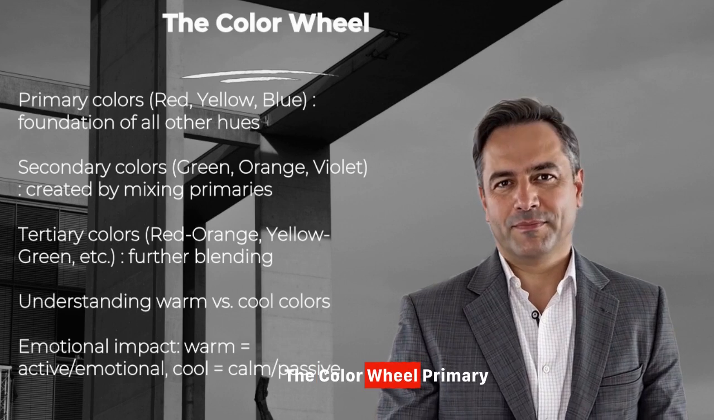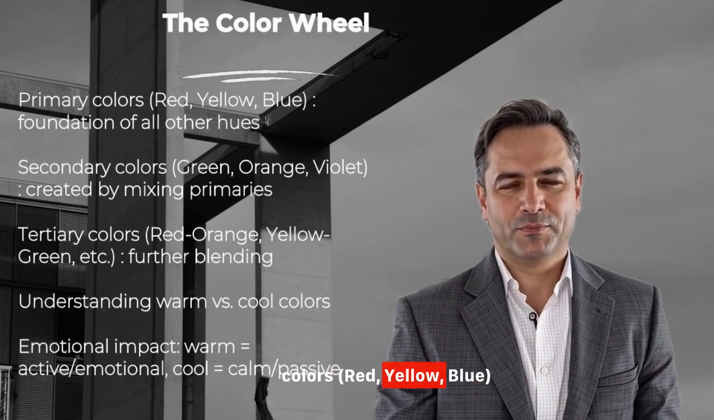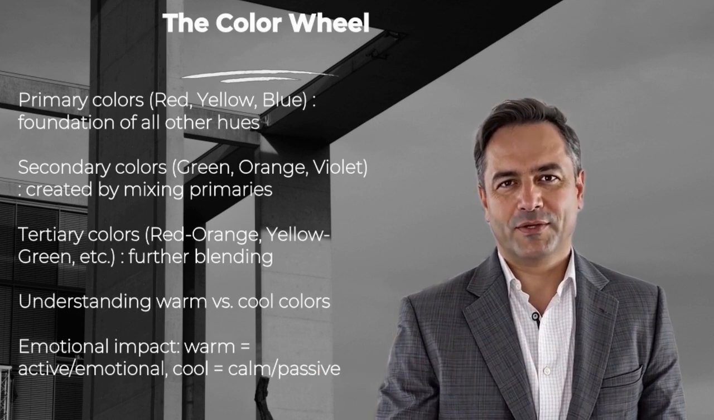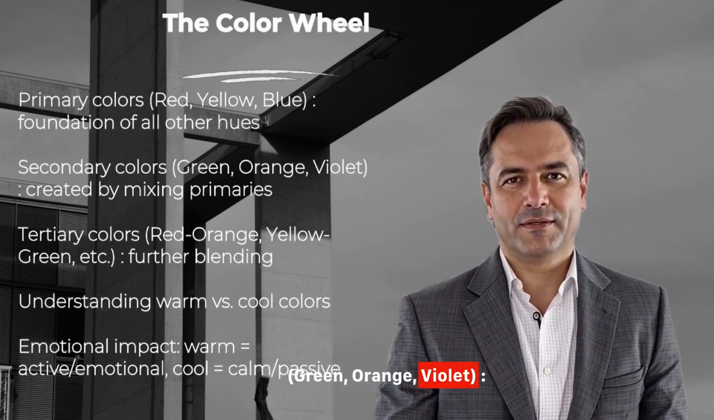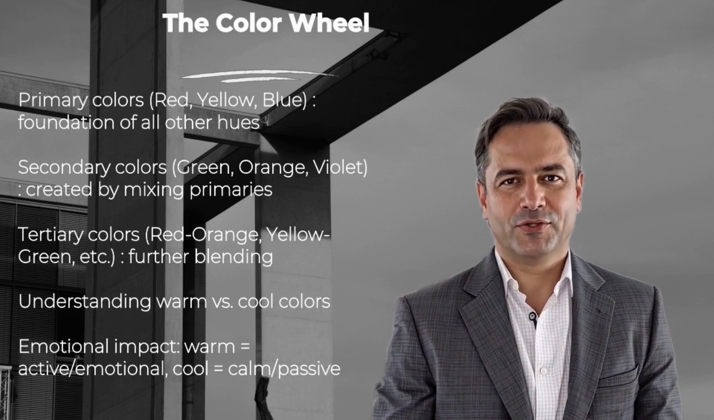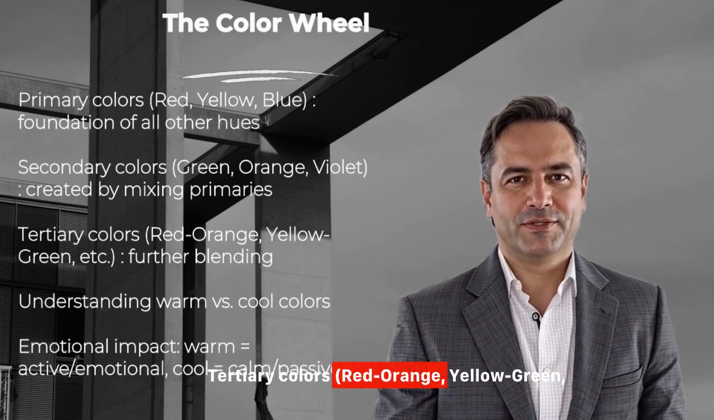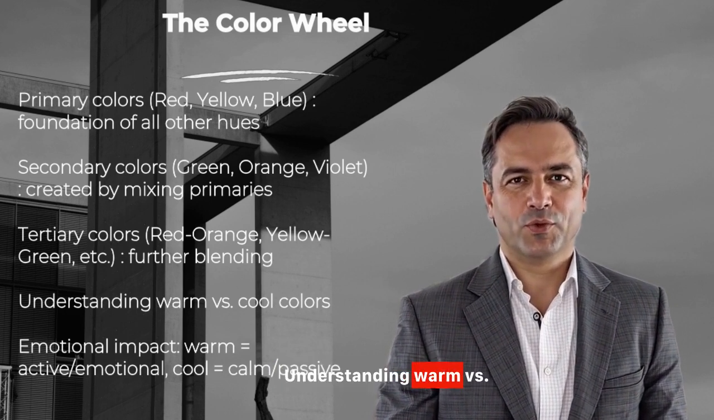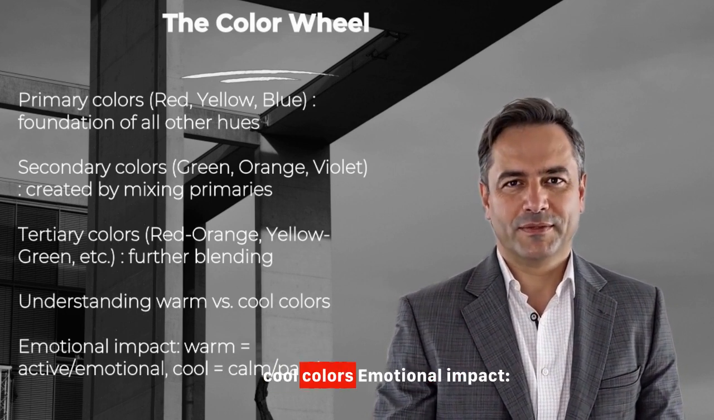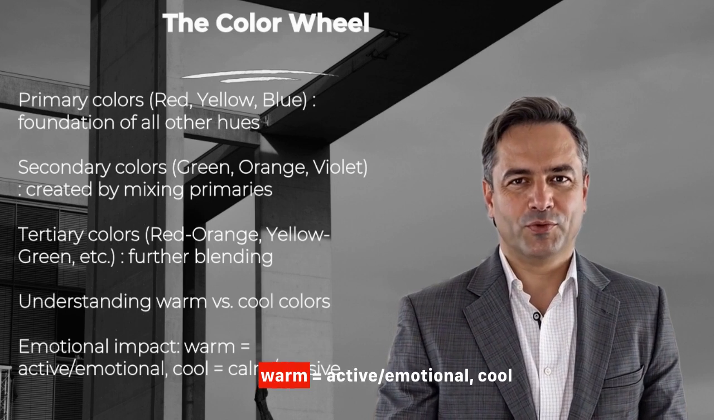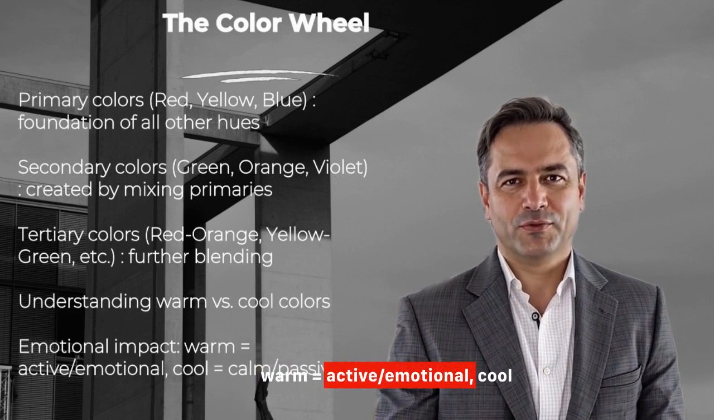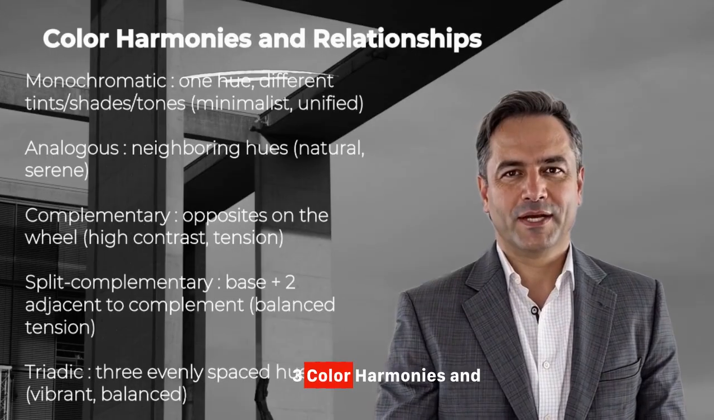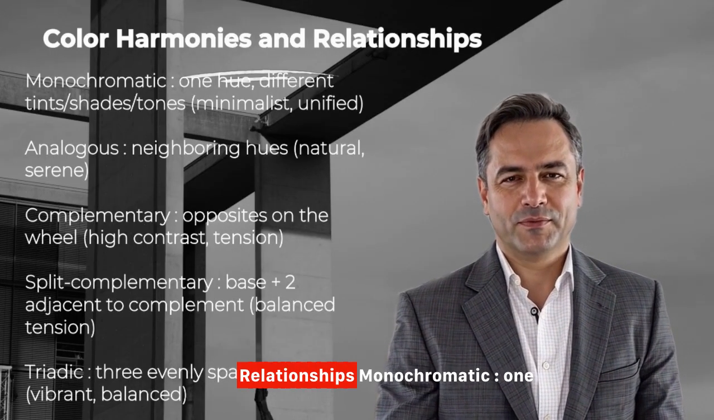2. The color wheel. Primary colors: red, yellow, blue, the foundation of all other hues. Secondary colors: green, orange, violet, created by mixing primaries. Tertiary colors: red-orange, yellow-green, etc., further blending. Understanding warm versus cool colors and their emotional impact: warm equals active, emotional; cool equals calm, passive.